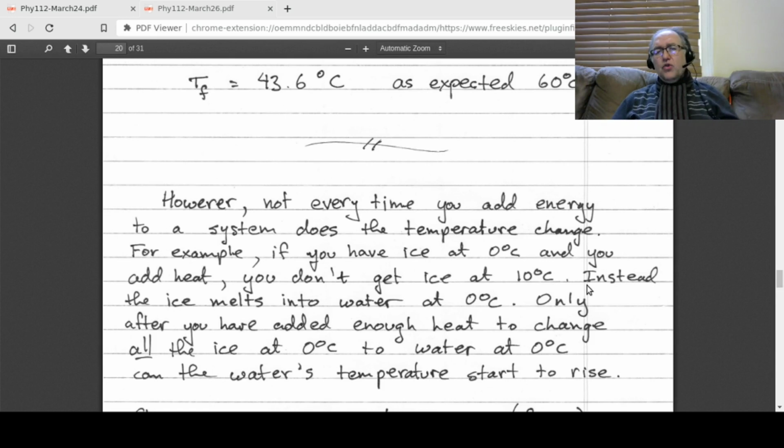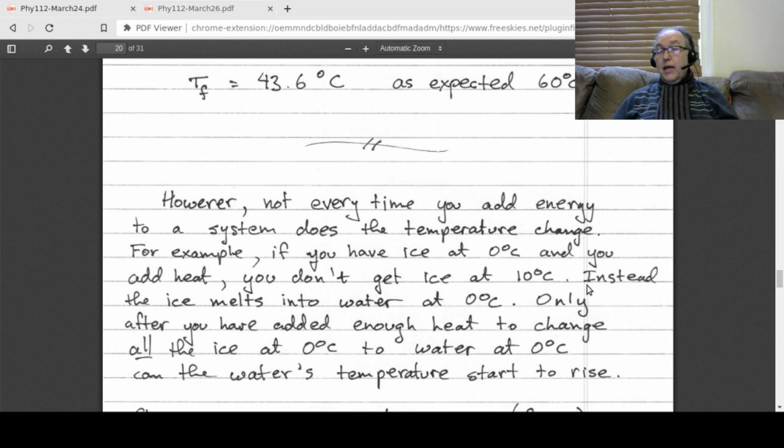But I don't want to get too far afield with this. Basically, we're only going to consider the 3 typical phases of matter: solid, liquid, gas. You can add heat to something, and if the temperature doesn't change, the phase changes.